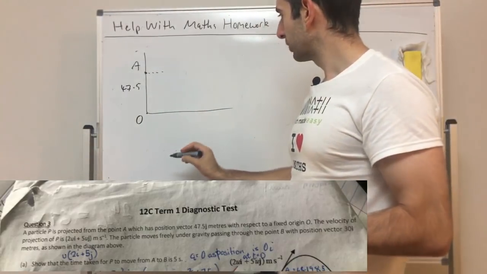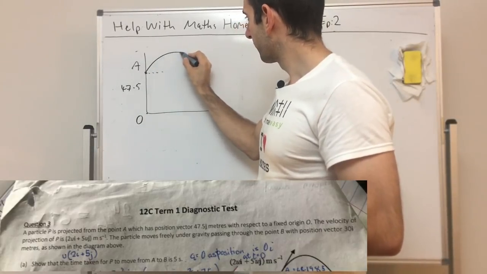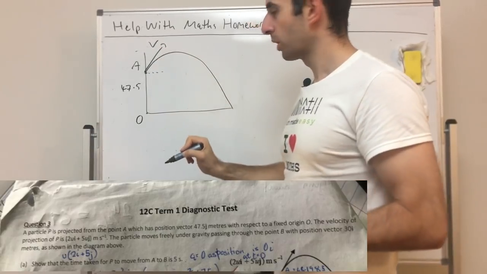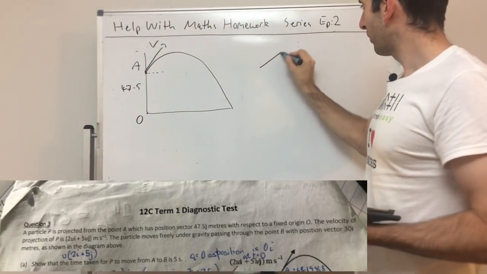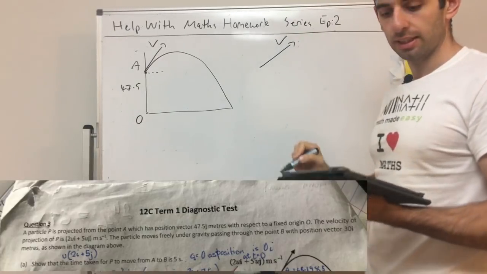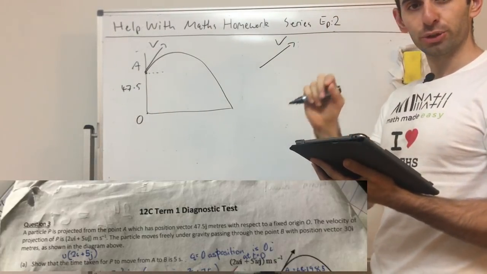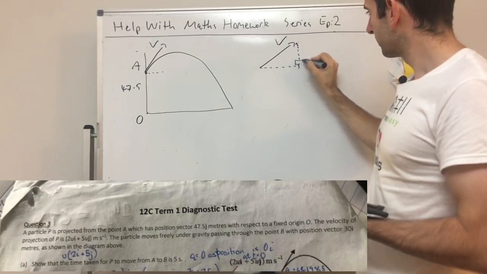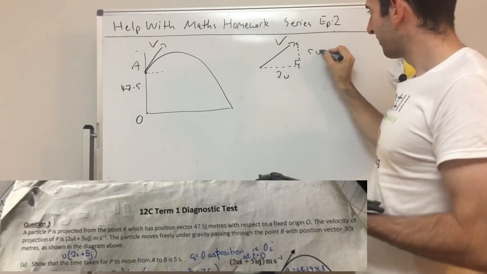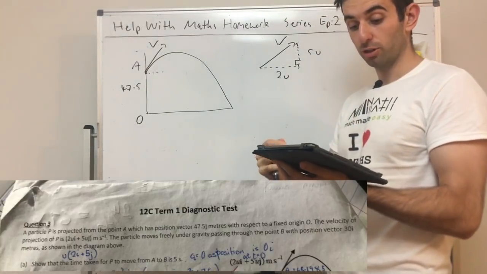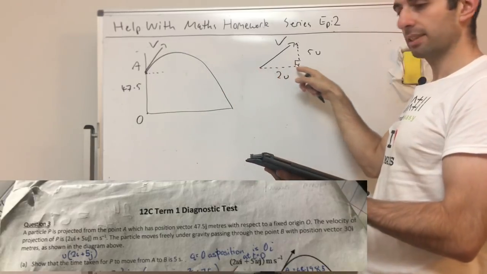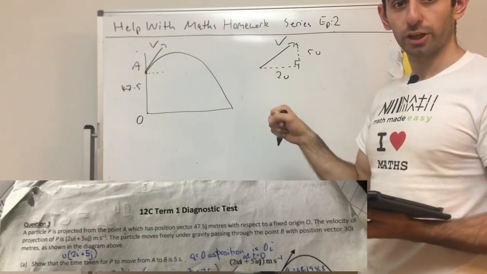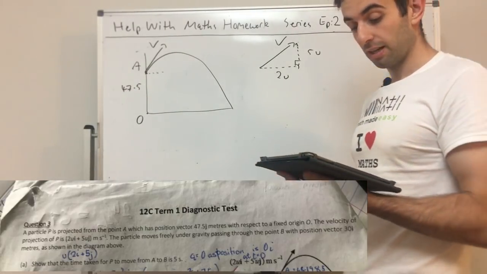So what that means is if we draw the projectile, it has an initial velocity v. It's being projected in that direction, but the x component is 2u, and the y component is 5u, because it's been broken up for you. It's told you the velocity is 2u i, so that's the x component, and 5u j, so 5u is the y component. So that's really going to help us with the first half.